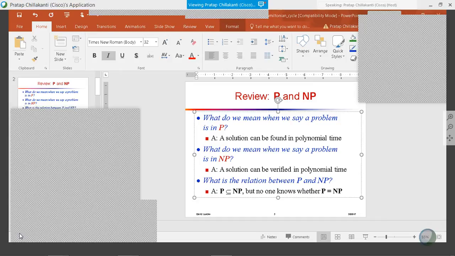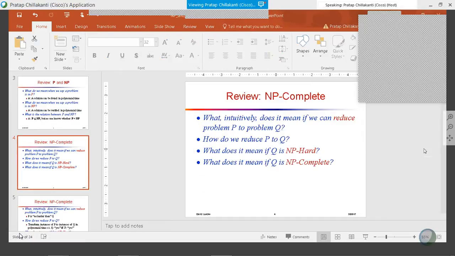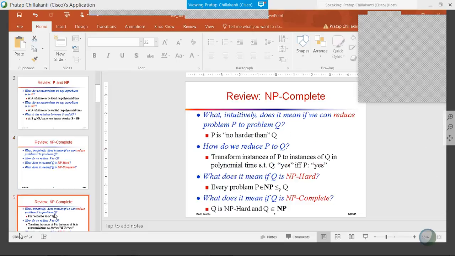Now, what does NP complete mean? We say that a problem P can be reduced to some problem Q. Now we'll see what it means. How do we reduce one problem to another problem? And then once you reduce to another problem, we come up with this thing: what does NP hard mean? And then we have to define what it means to say that a problem is NP complete. So these are the answers that we need to get.